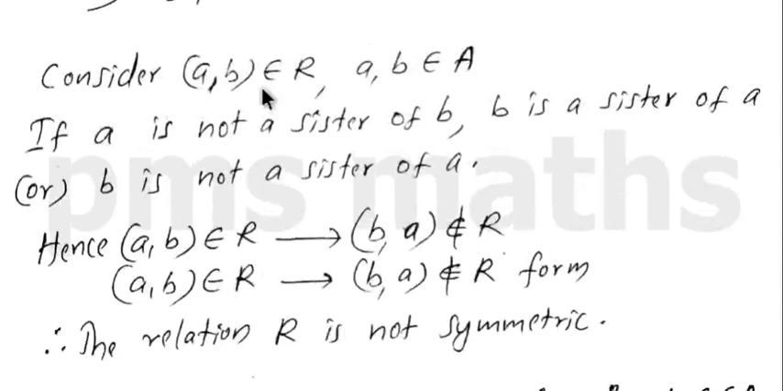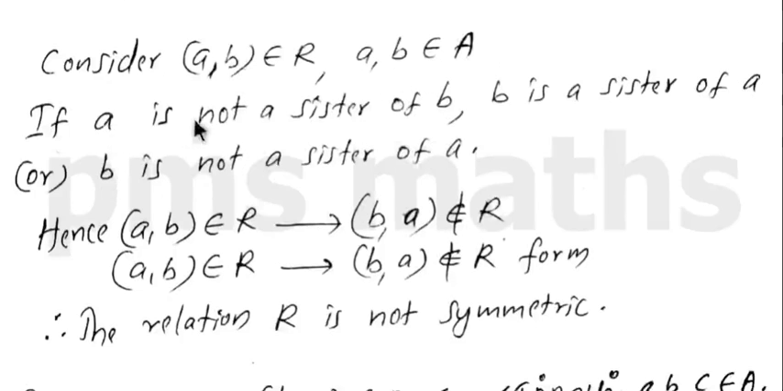Then consider (a, b) belongs to R. That means a is not a sister of b, where (a, b) belongs to A. Here a is not a sister of b, but b may be a sister of a, or b may not be a sister of a. If a is a male member and b is a female member, then male is not a sister of female, but that female is a sister of male, maybe. If a and b are females, then a is not a sister of b, and therefore b is not a sister of a. So the second element, (b, a), does not belong to R.